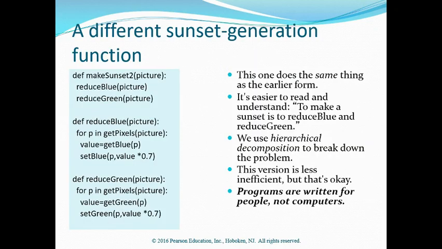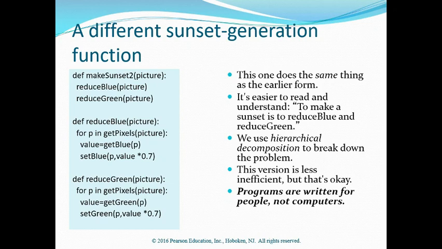So a different sunset generation function. We can call make sunset 2, which reduces blue and reduces green. But instead of doing all the make sunset functionality, we actually call two additional functions. One called reduce blue, which goes through all the pixels in the picture and sets the blue value to 70% of what it was. Then we call reduce green, which goes through every pixel as well, and also reduces each one by 0.7.